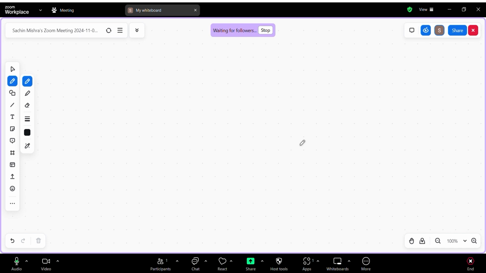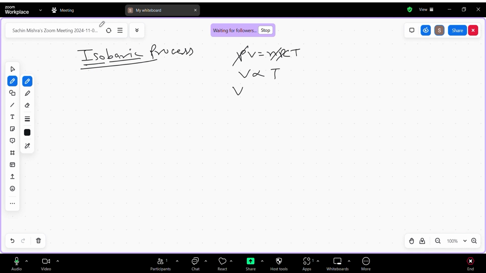Our next process is the isobaric process. Isobaric: iso stands for similar, and baric is about pressure. Means pressure is going to be constant. According to the gas equation PV equal to nRT, since pressure is constant and nR we assume constant, V is proportional to T. Either we can write V equal to KT. It's similar to the Y equal to mx curve, and this curve will be a straight line passing through the origin.